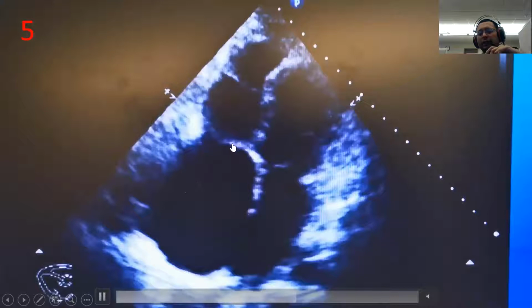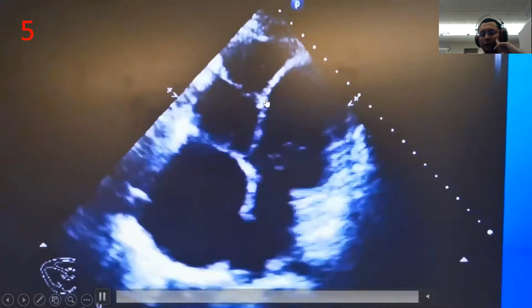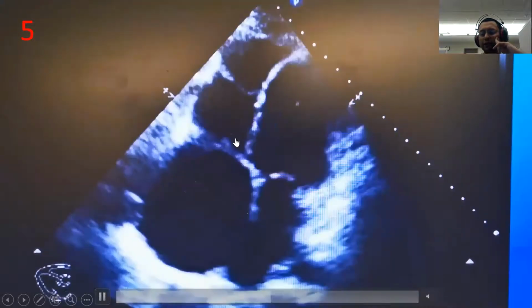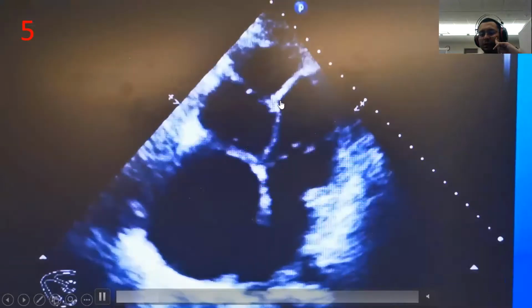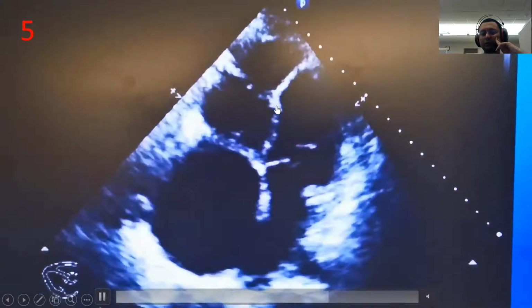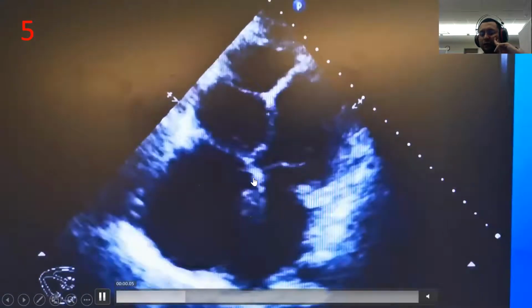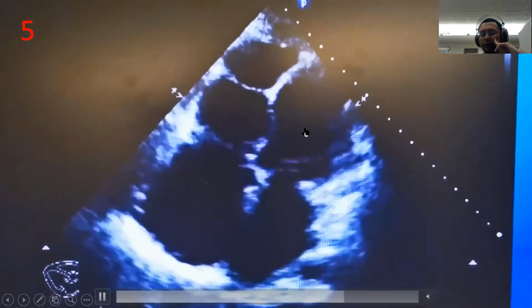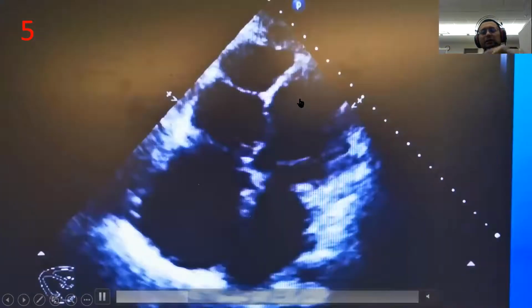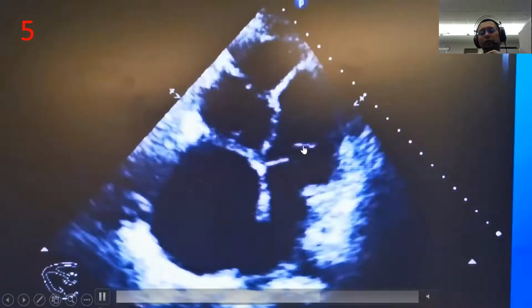So you have the anterior leaflet attached to the anterior and posterior papillary muscle. The posterior leaflet is attached to the posterior and septal papillary muscle. But the septal leaflet is attached to the septal papillary muscle and also directly to the septum. In the normal situation, the left mitral valve is not attached to the septum. It's only attached to the papillary muscle. So that's the difference between the two.